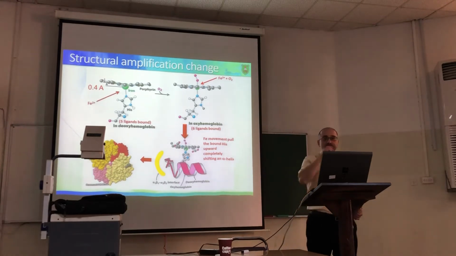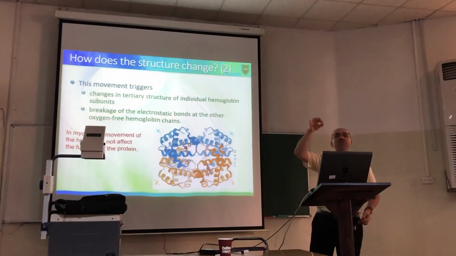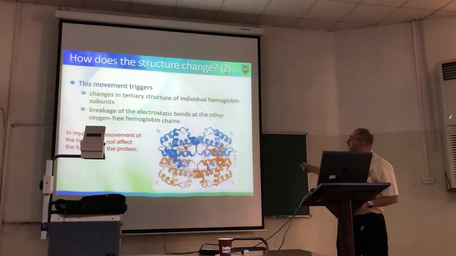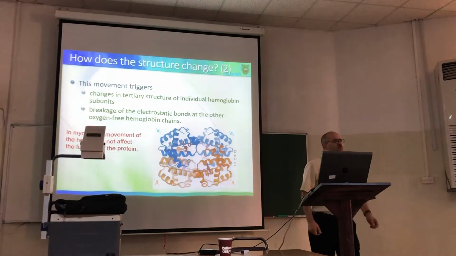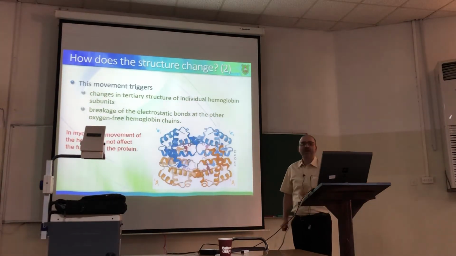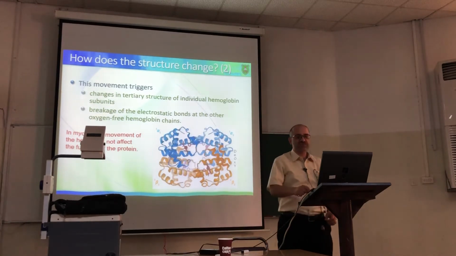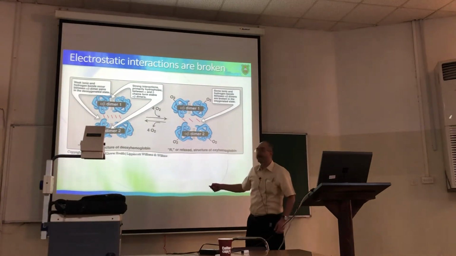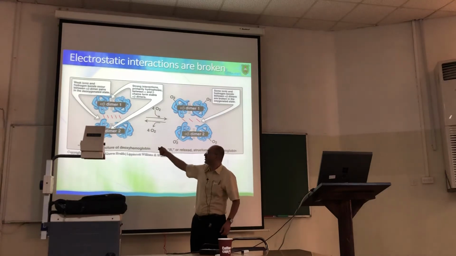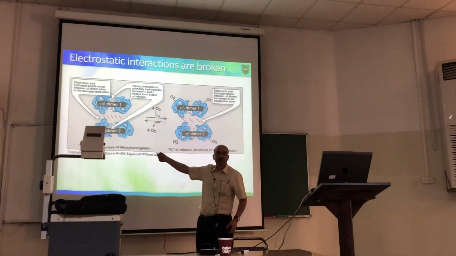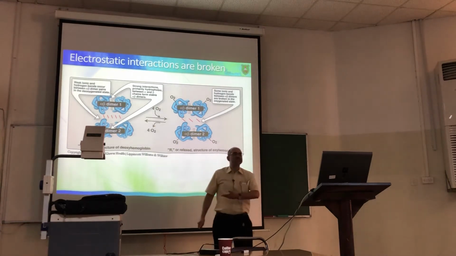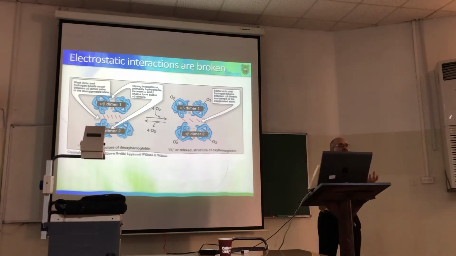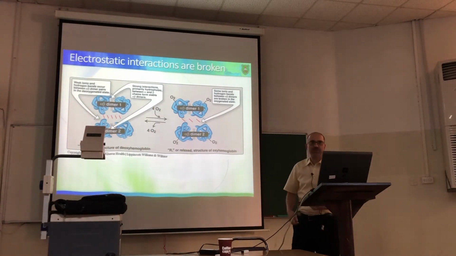Okay? So this sequential change in the structure of hemoglobin leads to change in the quaternary structure. But what exactly happens? Basically, you have a break in the electrostatic interactions. When oxygen binds to hemoglobin, the number of electrostatic interactions between these two dimers is reduced. Electrostatic interactions are broken off. So the molecule becomes relaxed because there are fewer interactions than before.